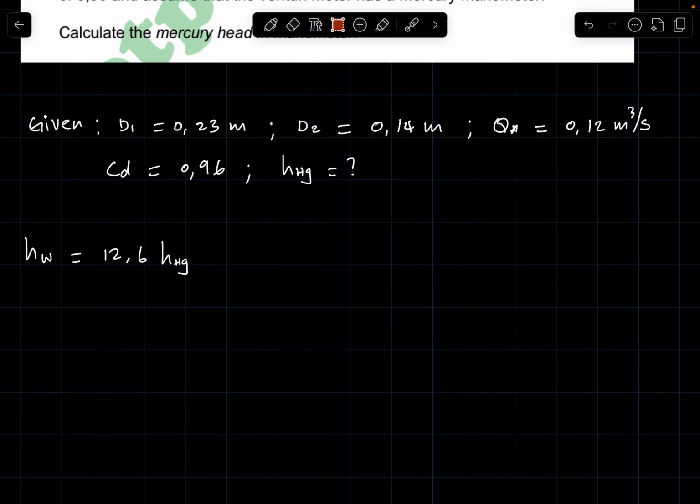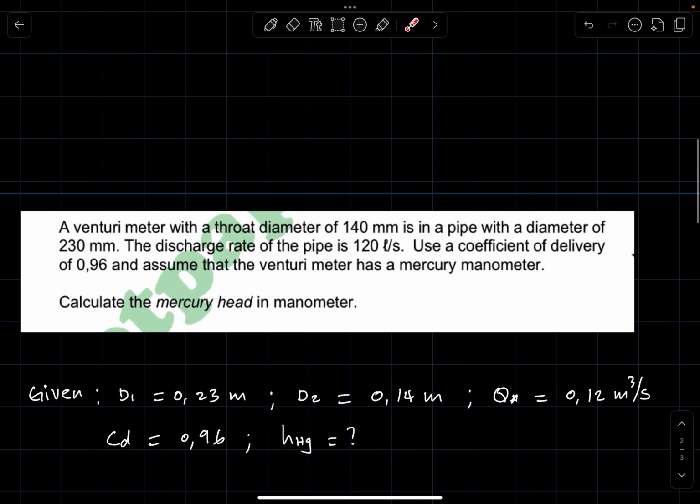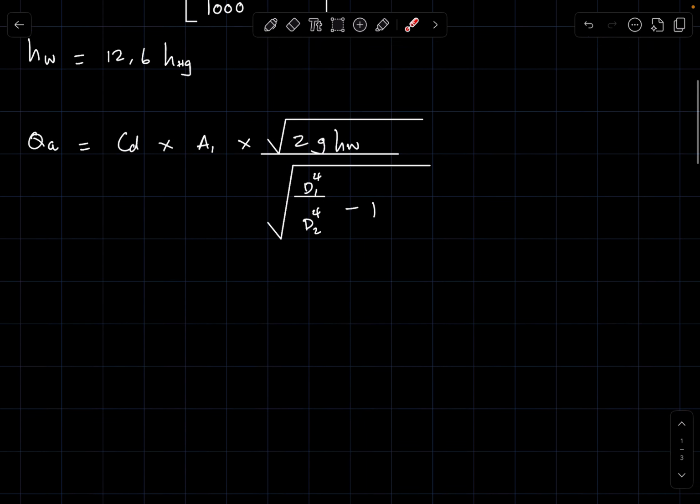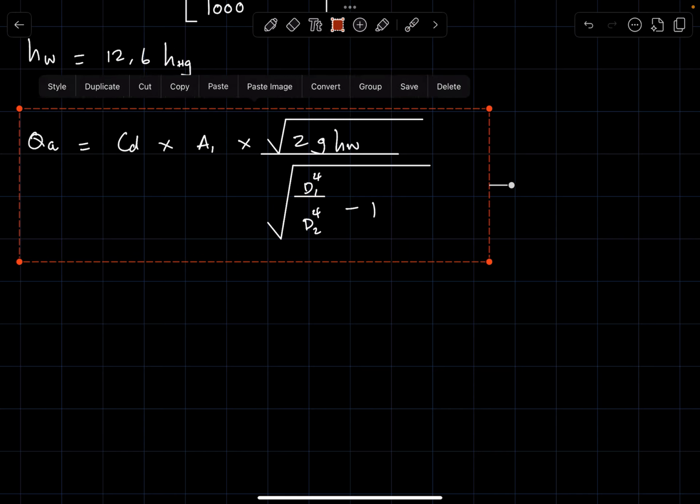Another approach, which is the best approach, looking at the data you've been given. You've been given QA, you've been given CD. You have both the diameters, so which means you can use this equation here. From this equation, you have QA, you have CD, you have the areas, you have the diameter. The only unknown is HW. Once you get HW from this formula, you then go back to this one to calculate HG. Simple, straightforward.